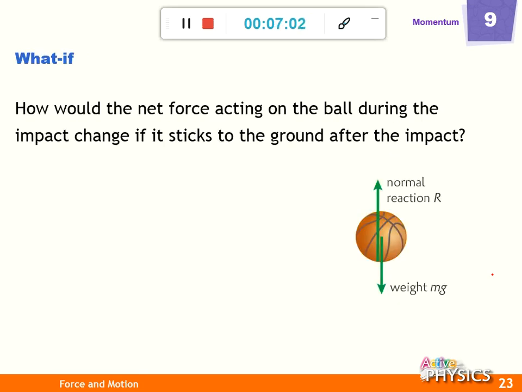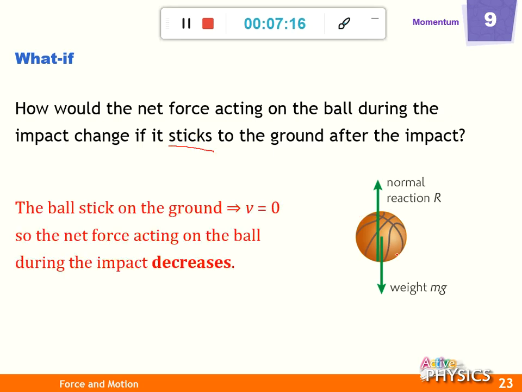What if question? How would the net force acting on the ball during the impact change if it sticks to the ground? It means that it sticks to the ground, okay? Finally, it means that it stops here. Then it means that V is 0. The net force acting on the ball during the impact decreases.